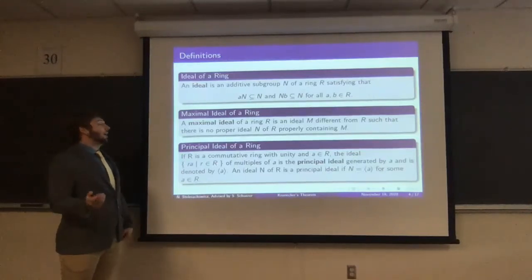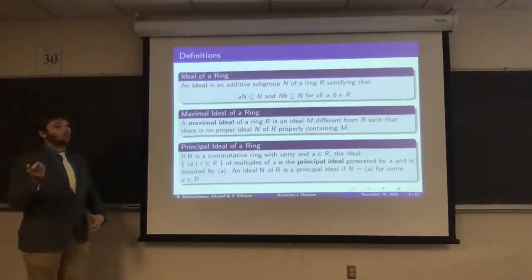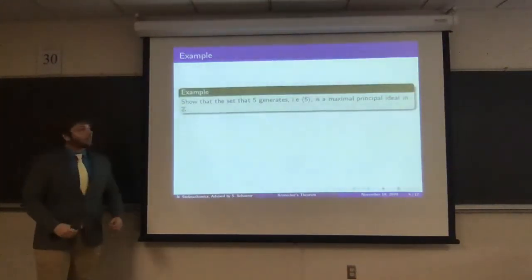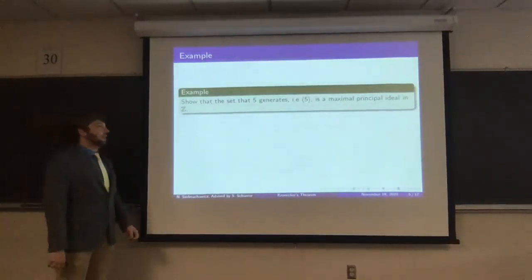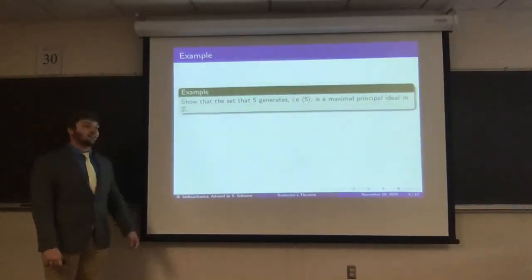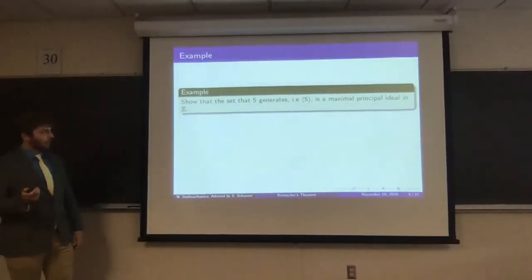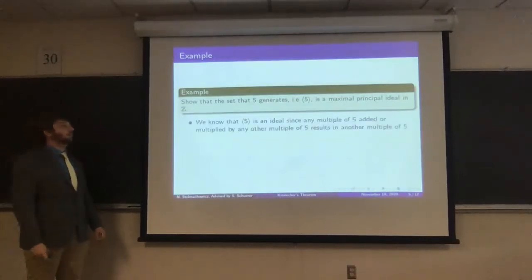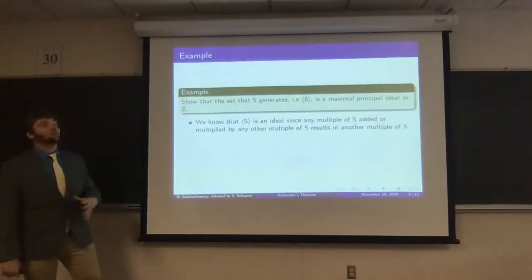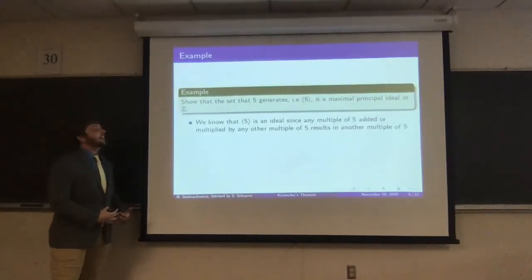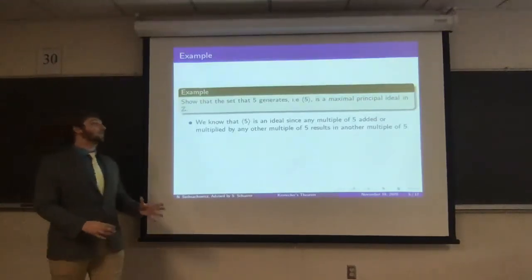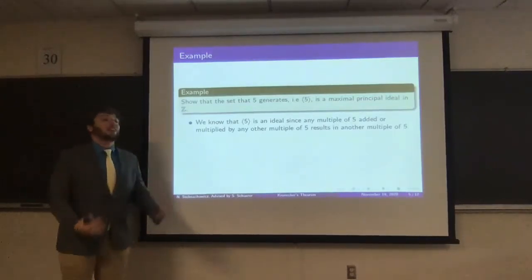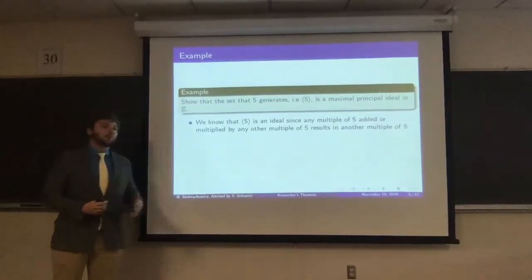Heading on to an example here, I'm going to show all three of these definitions at once, just to make it a little bit clearer. We are going to show that the set that 5 generates is a maximal principal ideal in the integers. We first need to show that it's an ideal. And we know it's an ideal since any multiple of 5 added or multiplied by any other multiple of 5 results in another multiple of 5. So it is an ideal.